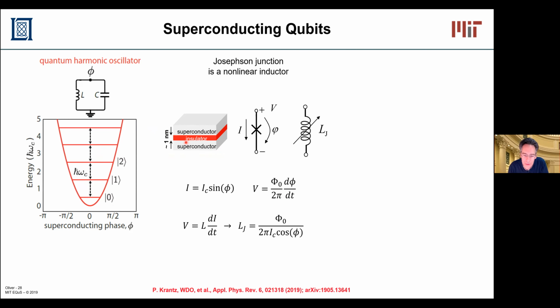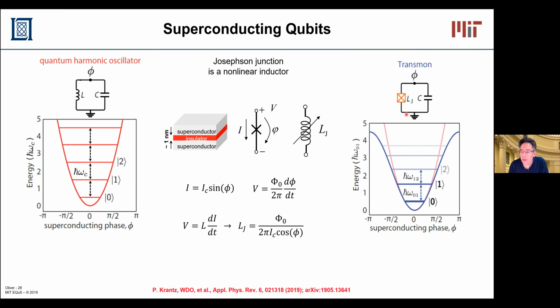Now the insulator is very thin, it's typically aluminum oxide. And what Brian Josephson showed us was these two relationships, the current relation and the voltage relation. And for our purposes here, what we need to know is that when we combine them together in the usual way to define an inductance, that inductance becomes nonlinear in the current that flows through this tunnel junction. So in a very real sense, it is a nonlinear inductor, nonlinear in the current that flows through it. And if we replace this linear inductor now with the Josephson junction, we have an anharmonic oscillator.